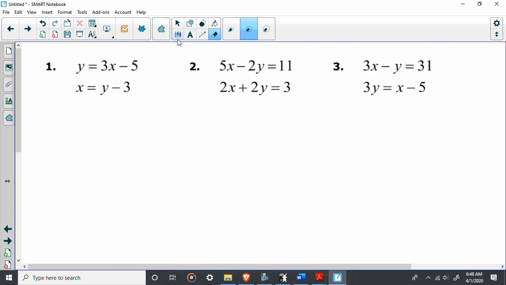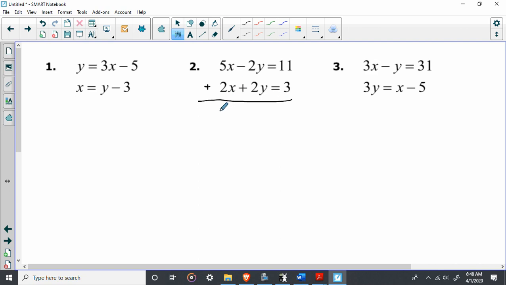Okay. The second one is made for elimination, right? Why? They're both in standard form, and in fact, even better, take a look. I have negative 2y and positive 2y, which makes this even easier. We don't even have to multiply by anything, okay? So let's go ahead and add the two of these together.